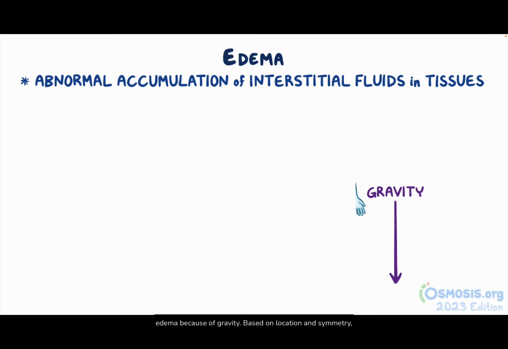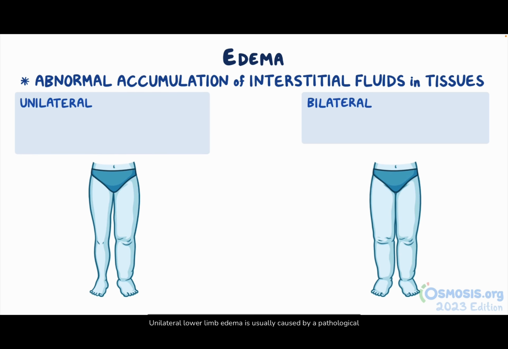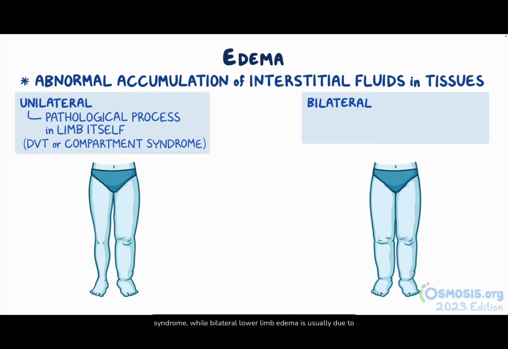Based on location and symmetry, lower limb edema can be classified as unilateral and bilateral. Unilateral lower limb edema is usually caused by a pathological process in the limb itself, such as DVT or compartment syndrome, while bilateral lower limb edema is usually due to systemic causes like heart, liver, and kidney failure.